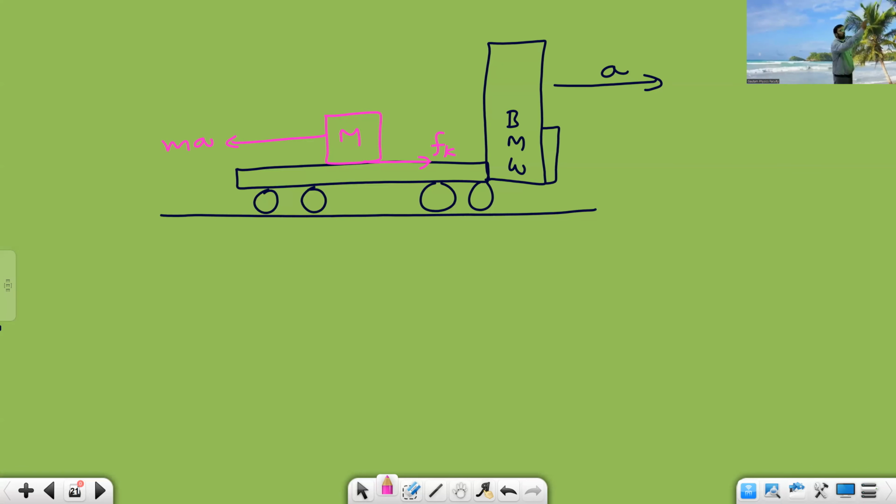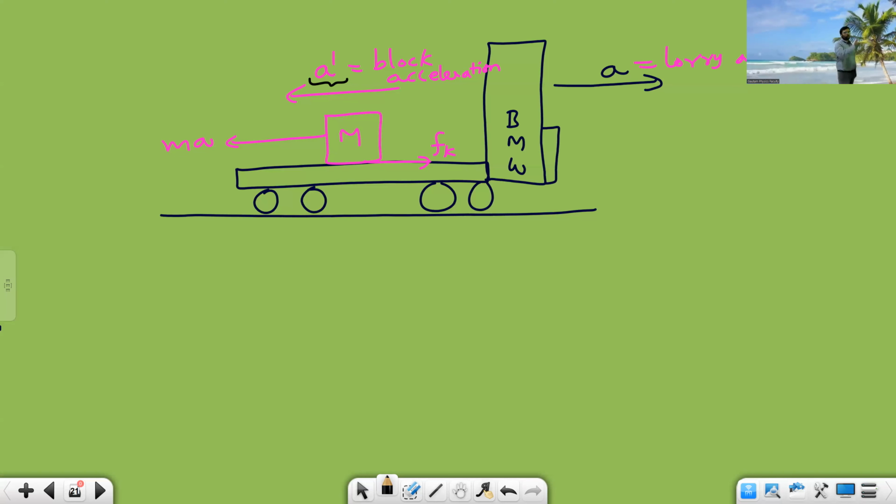Here suppose this block is accelerating in this direction, A dash. A dash is the block's acceleration. And what is A? A is the lorry's acceleration. So we are now taking the block's acceleration and the lorry's acceleration. Our target is to find the acceleration of the block, A dash.